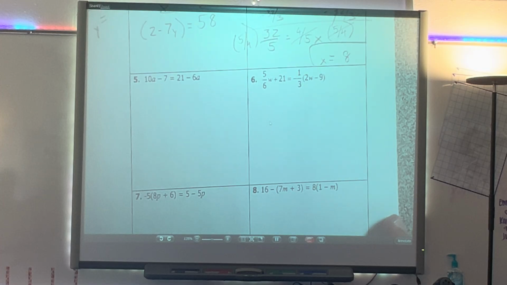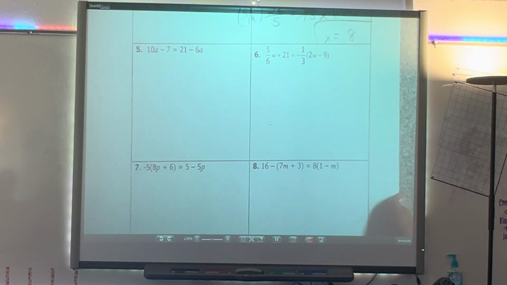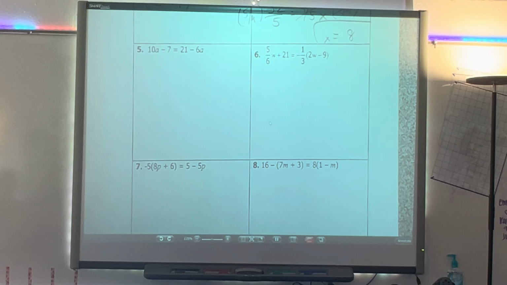Okay? Alright, what about, let's look at 6. What do y'all want to do there? Do you have a preference? This one, y'all tell me what you would do. More than one way. Or I'll ask it this way. Do you want to distribute the 1/3, or do you want to multiply off the negative 3? Because you can do it either way. What's your preference?